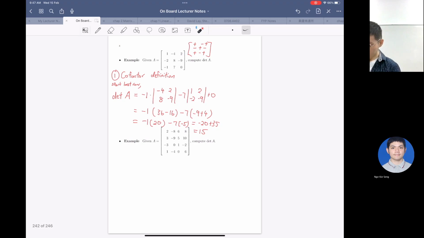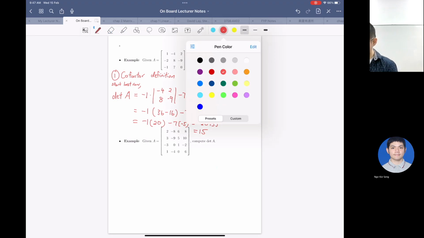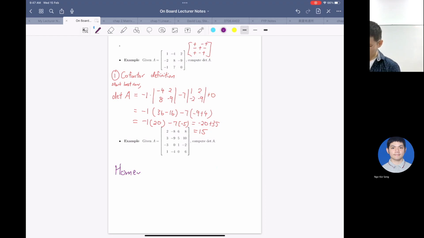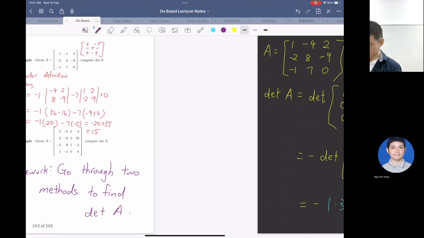I suggest you try this example using two methods. Homework is to go through the two methods to find the determinant.